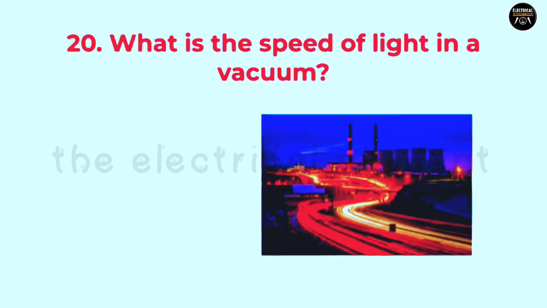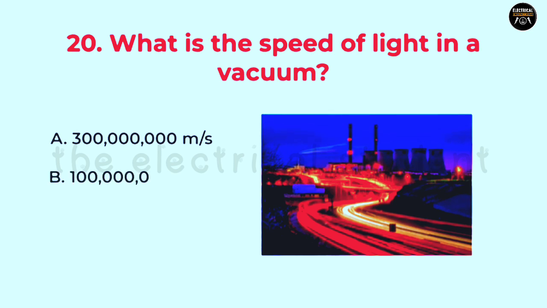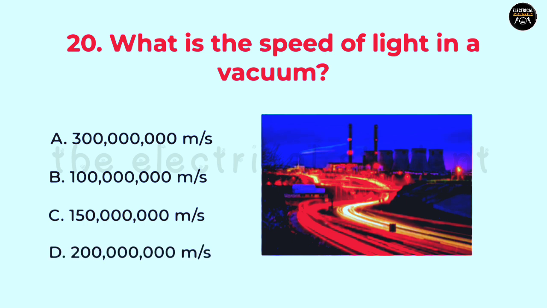What is the speed of light in a vacuum? A. 300 million meters per second. B. 100 million meters per second. C. 150 million meters per second. D. 200 million meters per second. The correct answer is option A, 300 million meters per second.